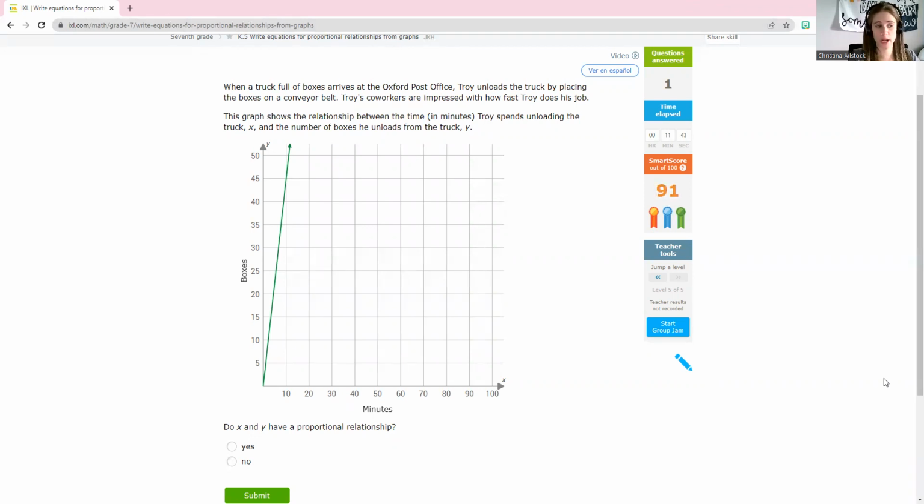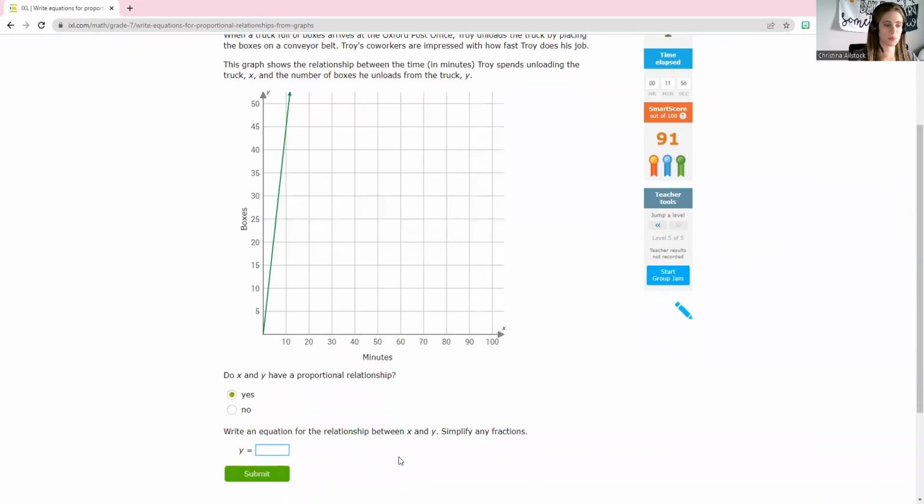Well, remember the two requirements are 1, it has to be a straight line, which we have here, and 2, it needs to start at our origin, 0, 0, which this in fact does. So yes, it's proportional, which means part B, of course, is going to pop up, and we now need to find that proportional relationship, or that constant of proportionality, so we can write our equation.